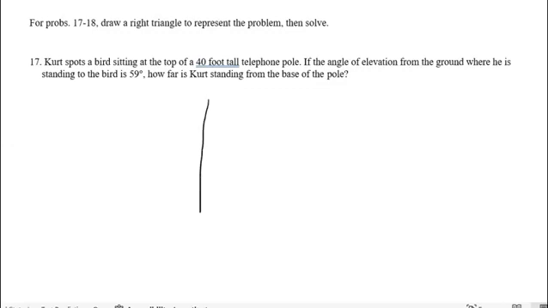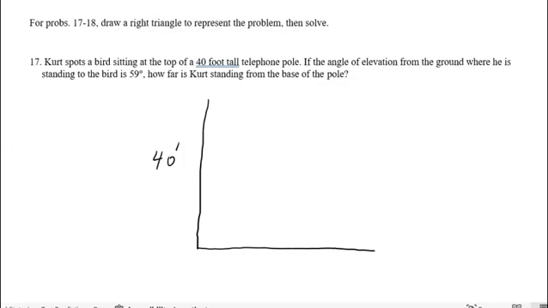All right, so you guys can do a little sketch. So here's my telephone pole, 40 feet with the bird sitting on top. The angle of elevation from the ground where he is standing to the bird is 59 degrees. So an angle of elevation starts with a horizontal line. So in this case, the horizontal line is going to be the ground. An angle of elevation means that you are looking upward from a horizontal line.